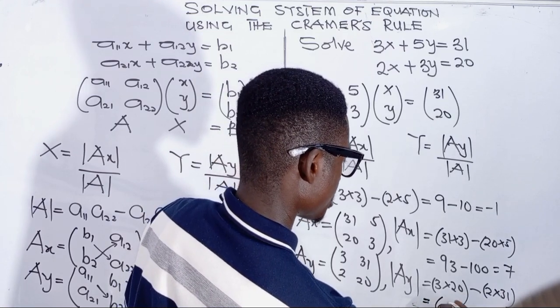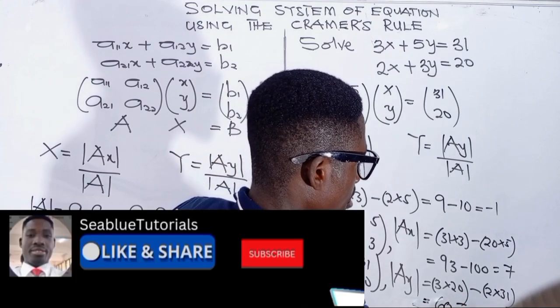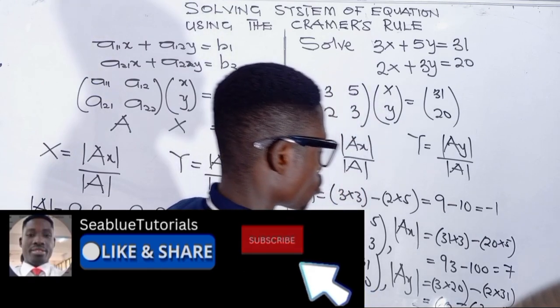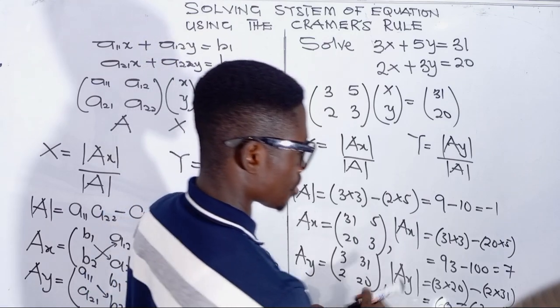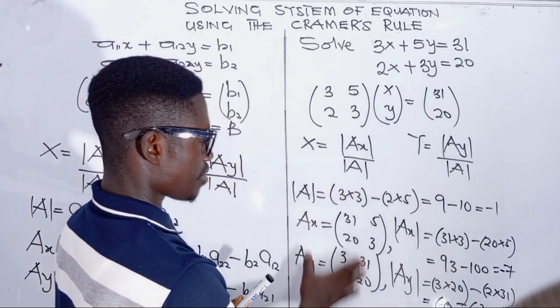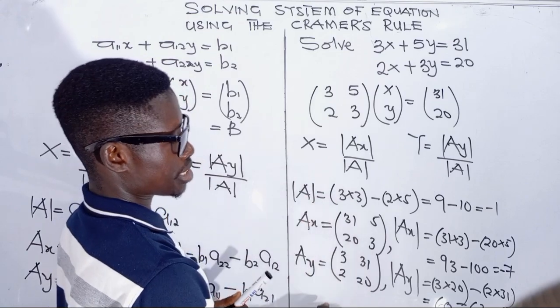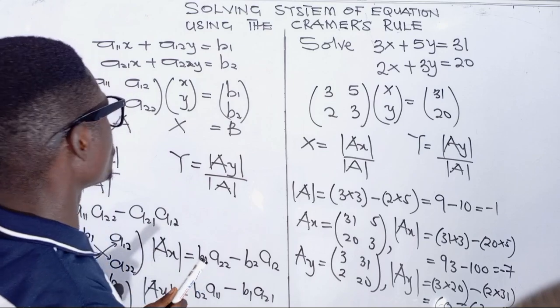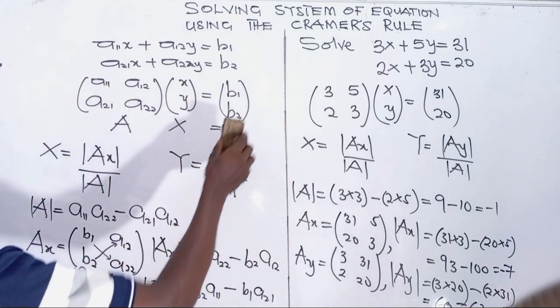this is going to give us 60 minus 62. So we have minus 2. So this one is minus 7. So let's add it to it, minus 7. Now that we have all of this, we are going to substitute them into this formula to find the variable x and then y.